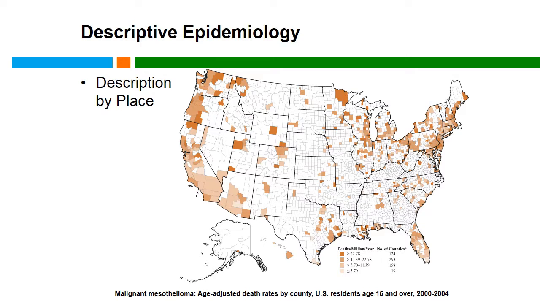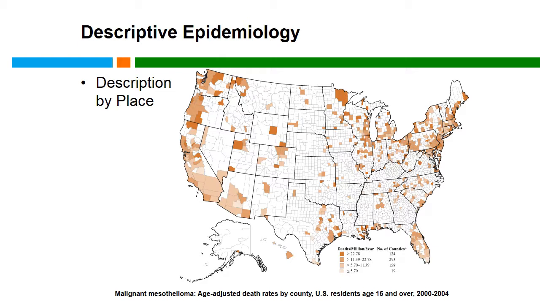Here's a final example of descriptive epidemiology that has directly led to both analytic epidemiology and public health action. This is a map displaying the age-adjusted death rates for malignant mesothelioma, a cancer of the lining of various parts of the body, frequently the pleura. Almost all mesothelioma is linked to exposure to asbestos or other similar fiber types, including erionite.